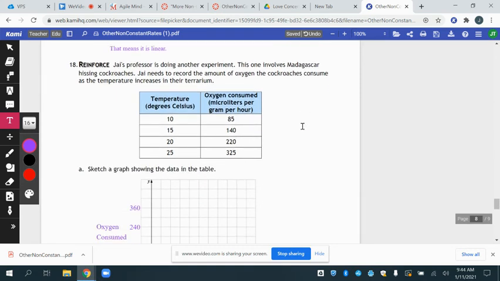This involves Madagascar hissing cockroaches. Sounds fun. Love myself a hissing cockroach. Ooh, that's cool. We're going to find out how much oxygen they consume as temperatures increase. So they're turning up the temperature and seeing what happens with oxygen.